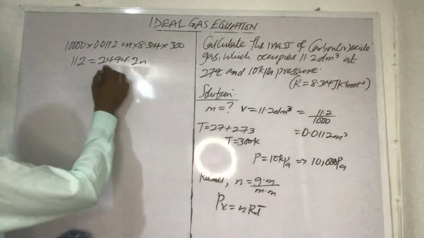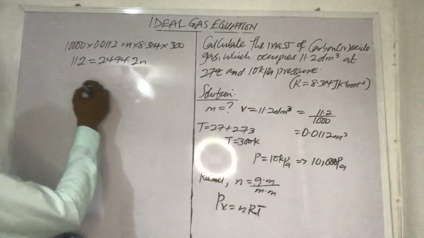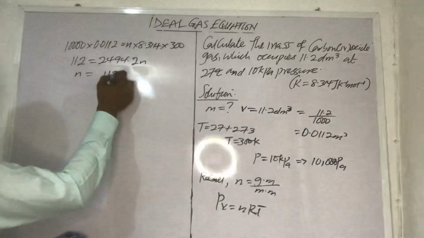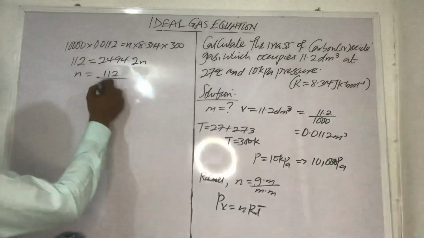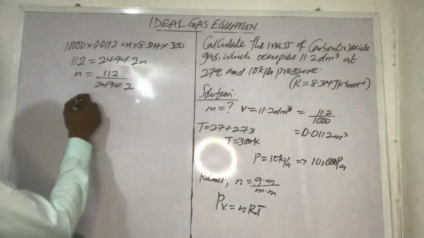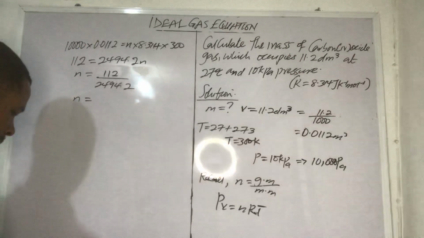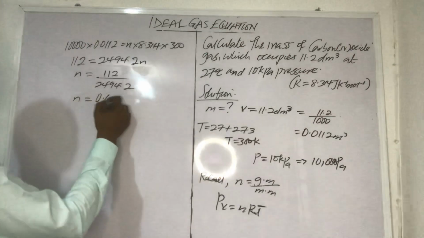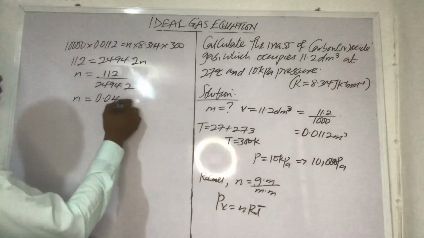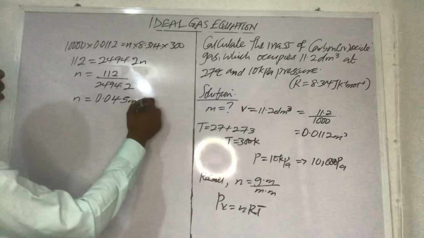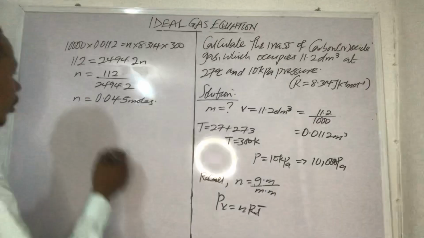So that will give me 2494.2 n. Divide both sides by this to get your n. So my n will be 112 over 2494.2. 112 divided by that will give me 0.045 moles now.